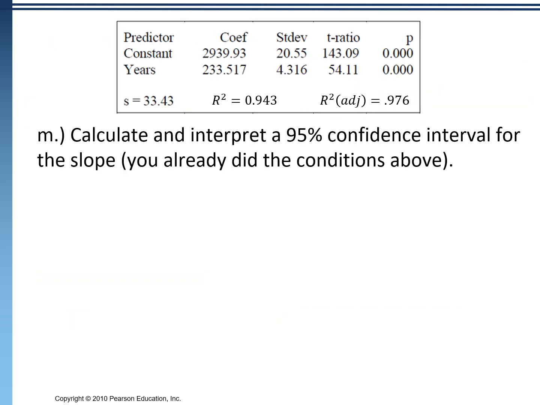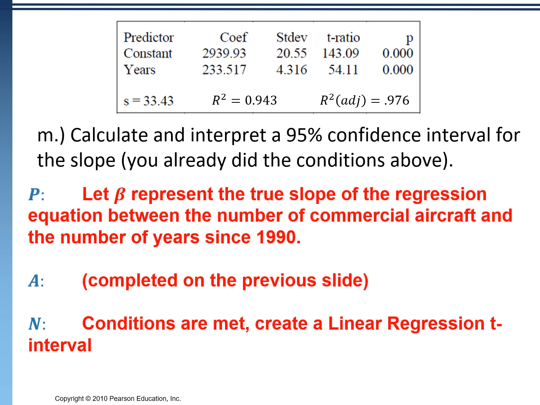Now, if you're asked to calculate and interpret a 95% confidence interval for the slope, we are going to follow the acronym PANIC. So P, the parameter, let beta represent the true slope of the regression equation between the number of commercial aircraft and the number of years since 1990. A is for assumptions. We did this on the previous slide. N, name the method. Conditions are met, so we're going to create a linear regression T interval.